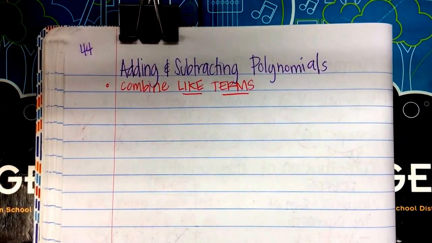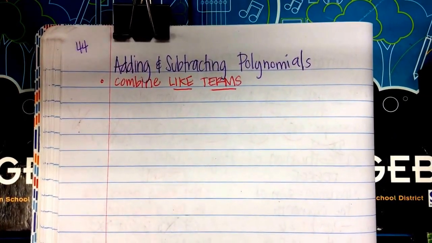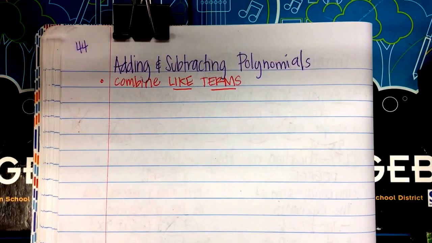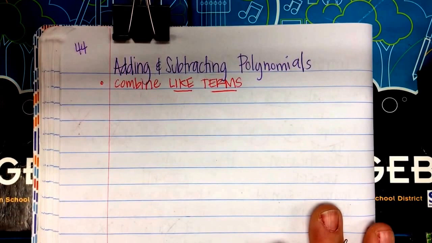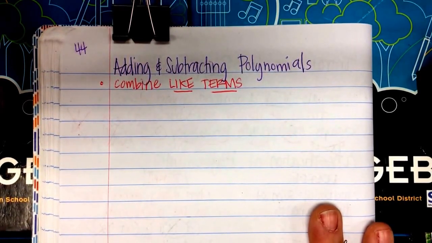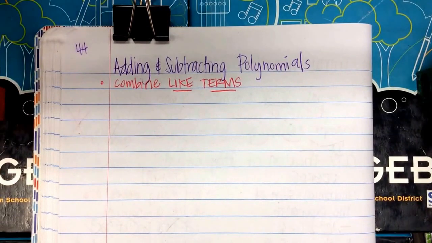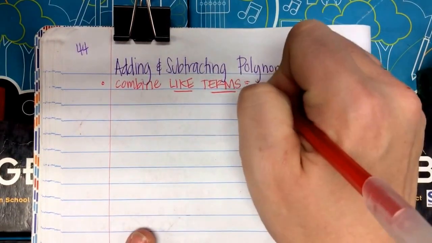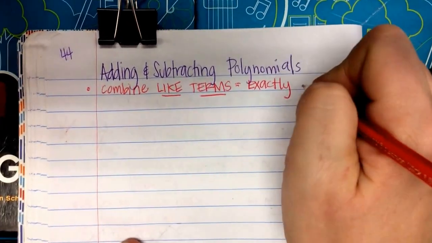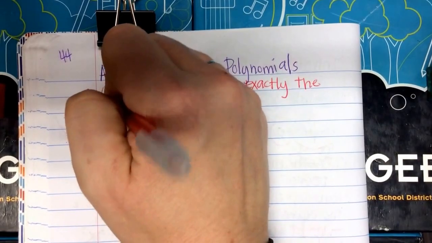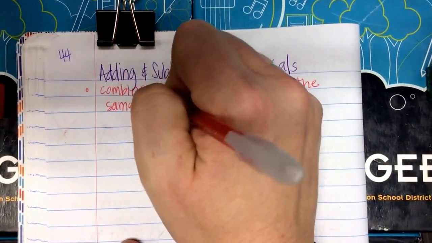What's the definition of a like term? What does a like term mean? How do you know if they're like terms? Sam? And not just the same variable, but exactly the same variable, right? Like x squared. If it's got an exponent with it, the other one has to have the same exponent. So like terms have exactly, not kind of, but exactly the same variable.